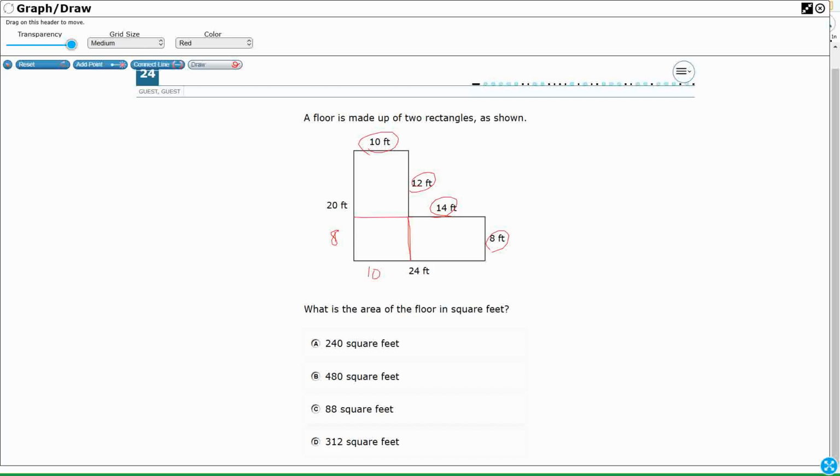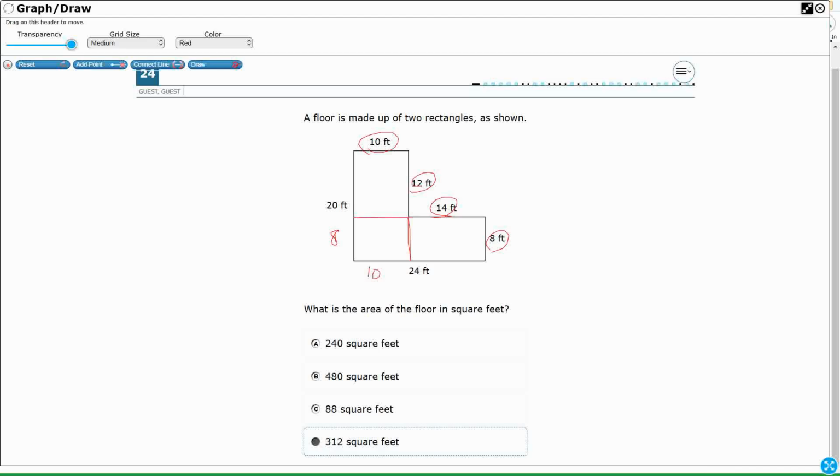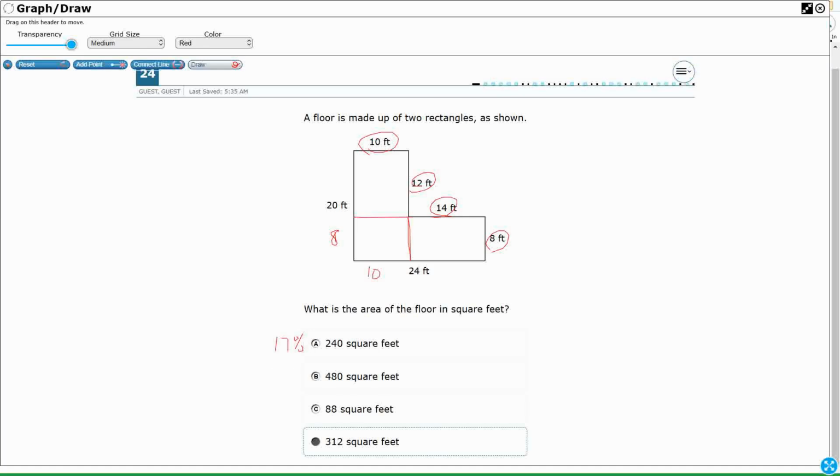Add it all up, either way you do it, you still get your 312. So let's see how we did across the state. We had 17% of our students get A, and this is just multiplying. If this were a full rectangle, that's the 24 times the 10, but that assumes that this is also part of the area and that part needs to be excluded.